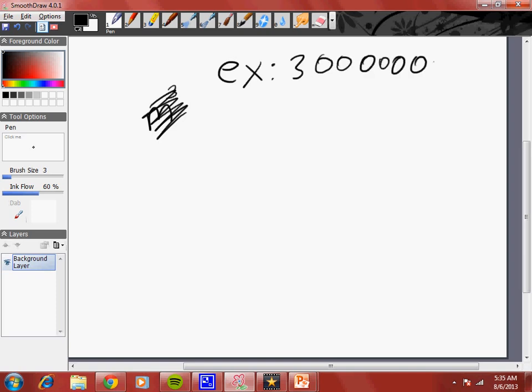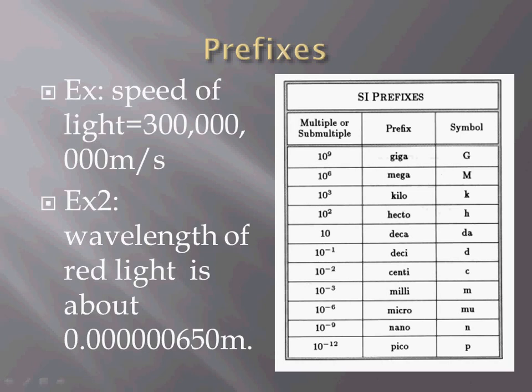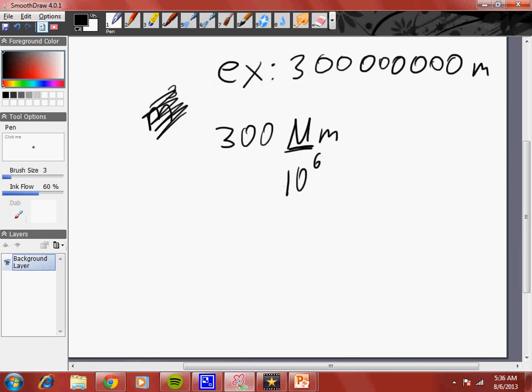You have 300 million, but the problem is we don't want to have to write this down all the time. So sometimes we can use a prefix. So instead of saying 300 million meters, we can say 300, and we can write megameter. What mega implies is 10 to the 6. If we go back to our table, you can see that 10 to the 6, which is mega, is right here. The symbol is big M.